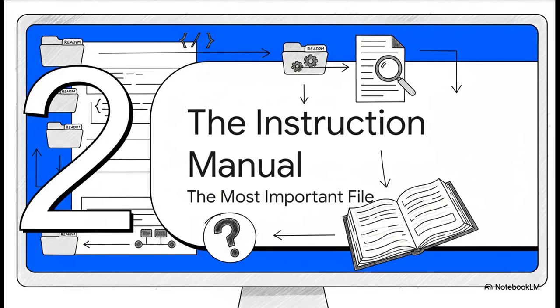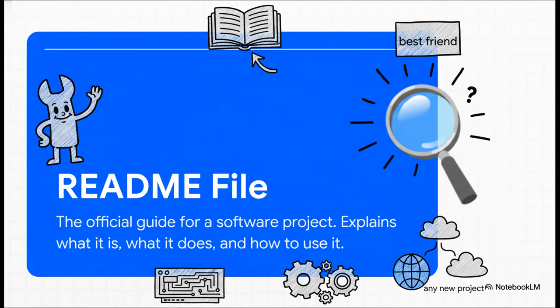You know, in pretty much every single well-organized project, there's one file that's basically the key to understanding everything else. It's the very first thing you should always look for. It is, quite literally, the project's instruction manual. And this is it, the README file.